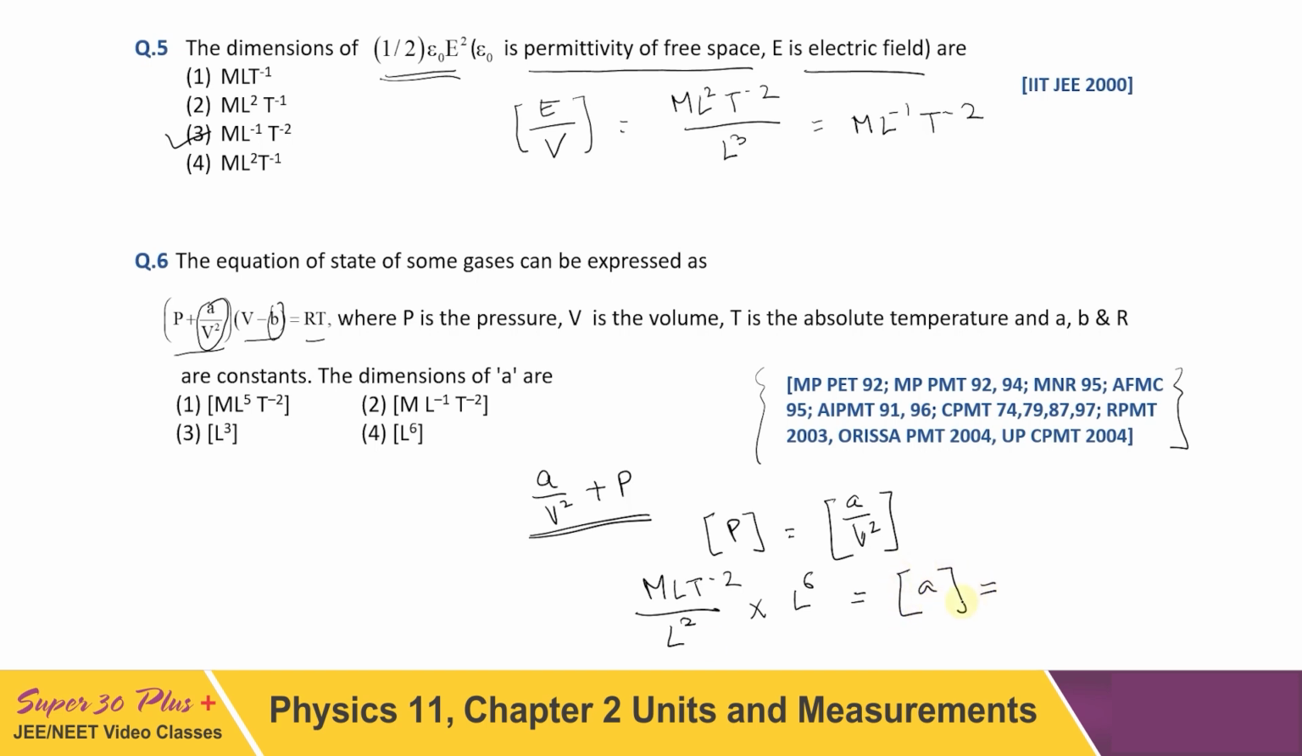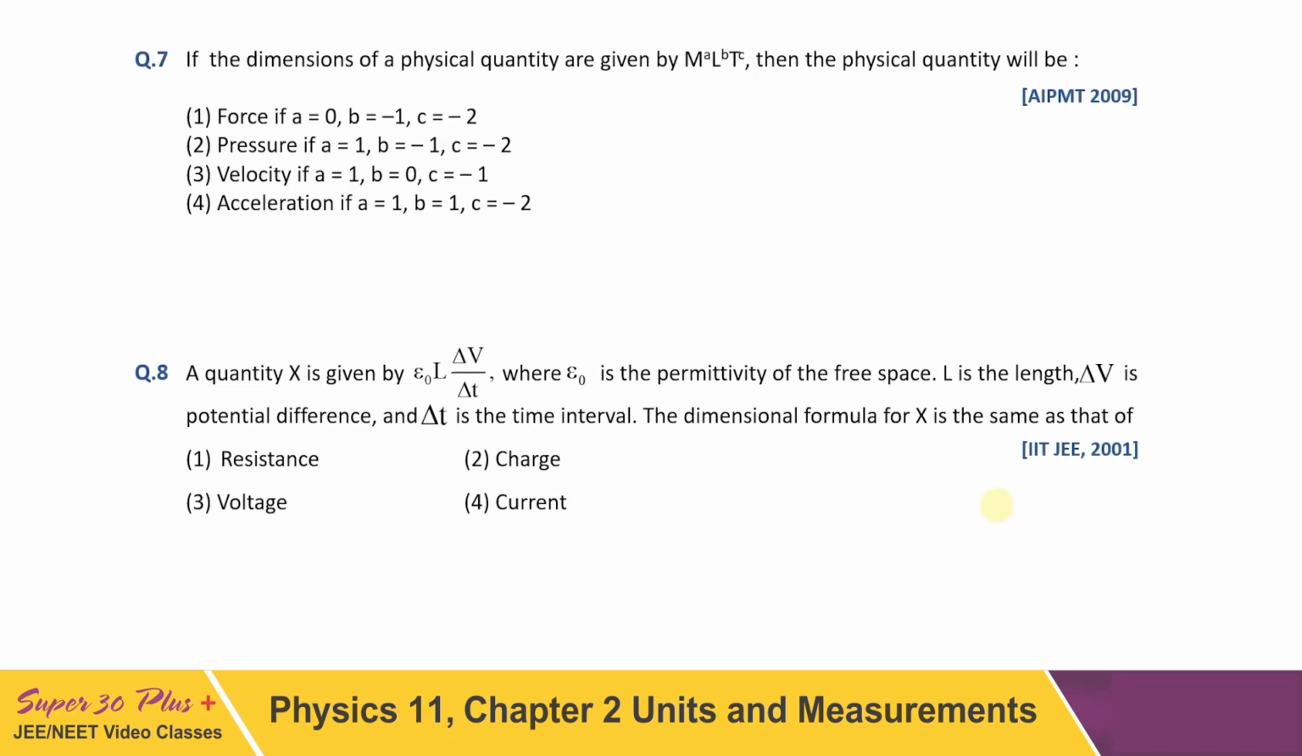Now if we write it collectively, that would be ML^5T^-2, and this is option number 1, ML^5T^-2. So option 1 is correct. This I think is very popular among examiners because so many times it has come in your exams. Next, come to question number 7.